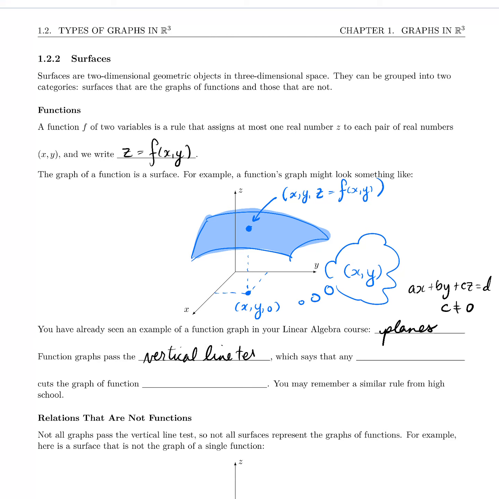That's something that might sound familiar to you. The vertical line test says that any vertical line cuts the graph of a function at most once, right? So it doesn't necessarily need to cut, but if it does cut the graph of a function, it'll cut it at most one time if it's the graph of a function. So it cuts the graph at most once. You might remember a very similar rule from high school.